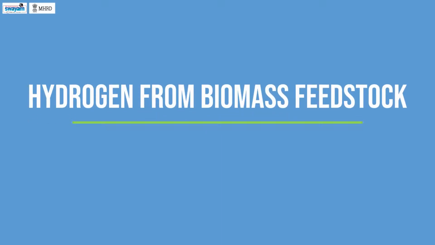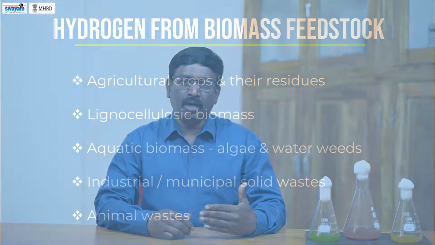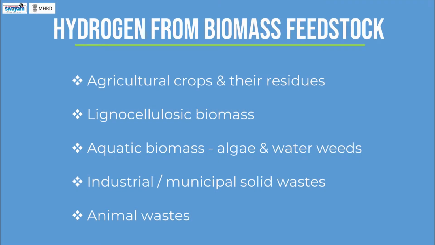Hydrogen from biomass feedstock. Feedstock used. A wide range of biomasses, including agricultural crops, their residues, lignocellulosic biomasses, aquatic biomasses such as algae and water weeds, industrial or municipal solid waste and animal waste, can be utilized for the production of biohydrogen. These feedstocks can be divided into the following categories.